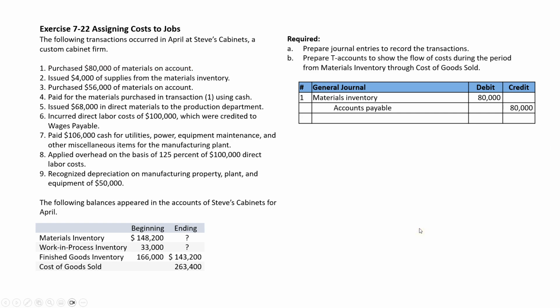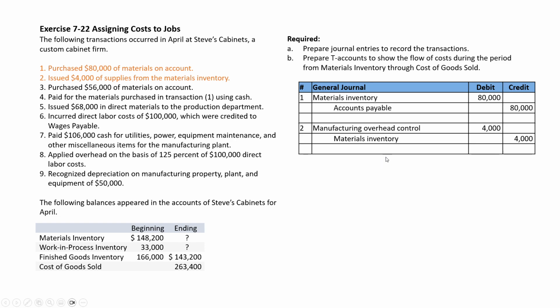And we're going to jump back to number 2, where we're going to issue some of that material in the form of supplies. One important thing to keep in mind here is that supplies are a form of indirect material. So our materials could have been used for a direct purpose or an indirect purpose. Supplies would have been an indirect purpose. Because of that, they're not going to immediately go into work in process. They're going to take a detour, and indirect materials like supplies are considered to be part of manufacturing overhead. So again, instead of debiting work in process, we're going to debit manufacturing overhead.